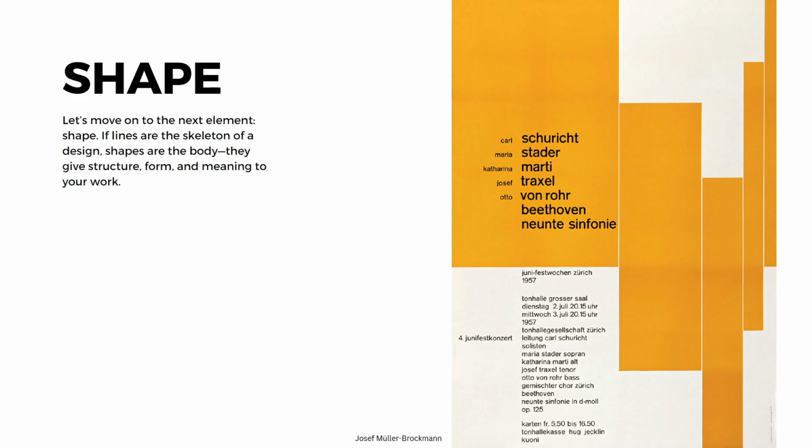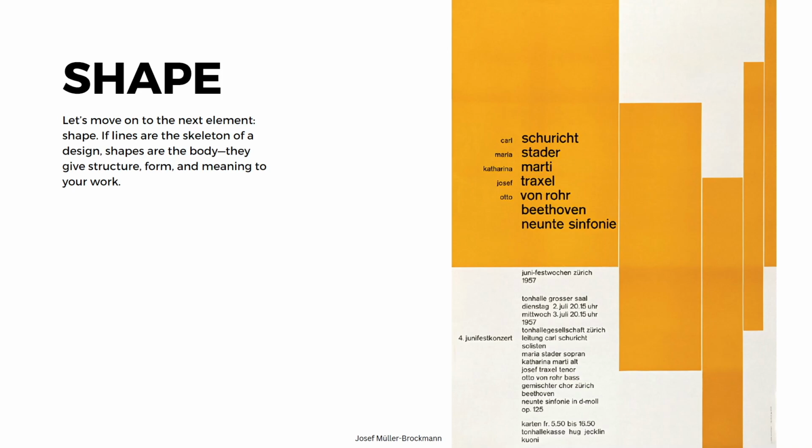All right, from line to shape. If we think about line, especially in a figure drawing class, this is our quick gesture or contour drawing, and then we build out that shape around the line. This is essentially what's happening here also. So lines are akin to the skeleton of a design, and the shape would be akin to the body.